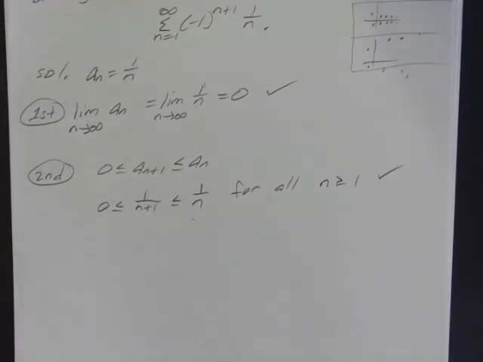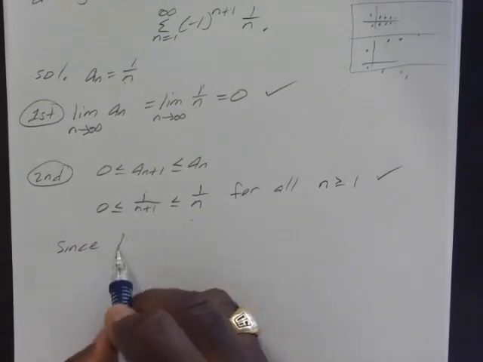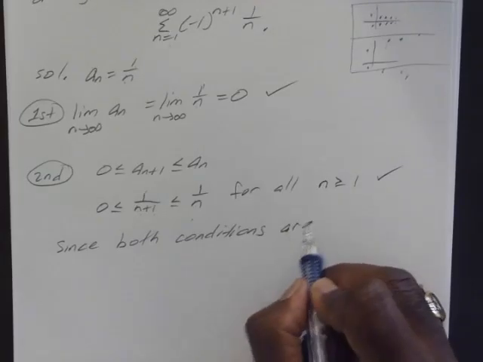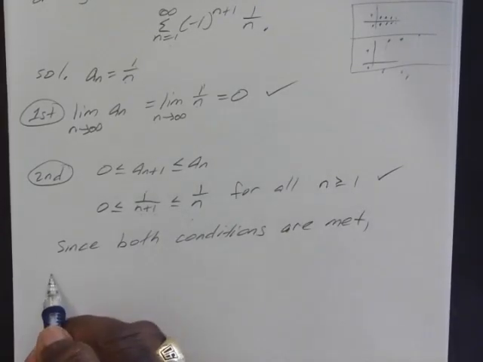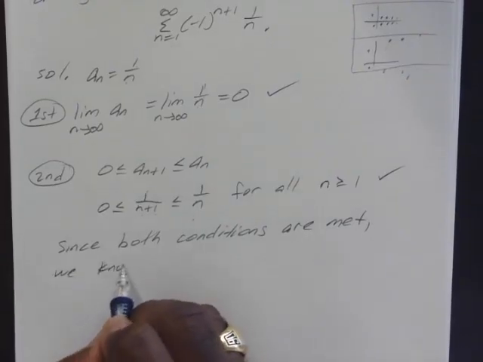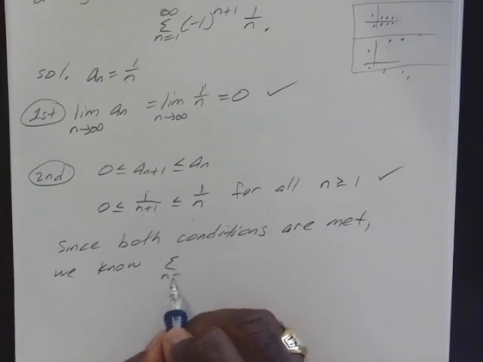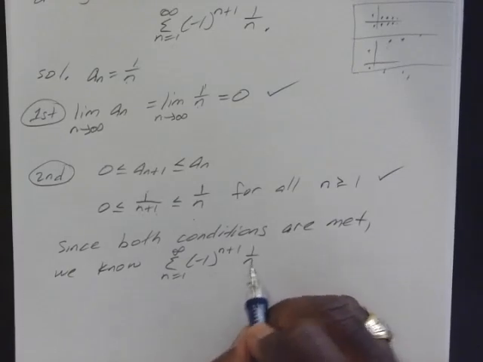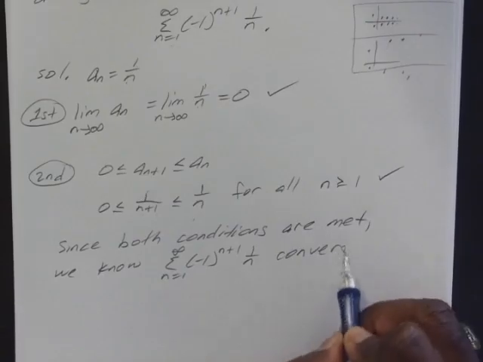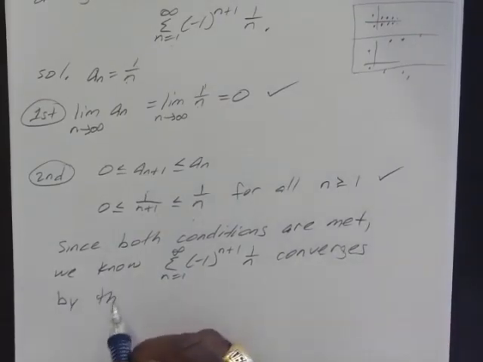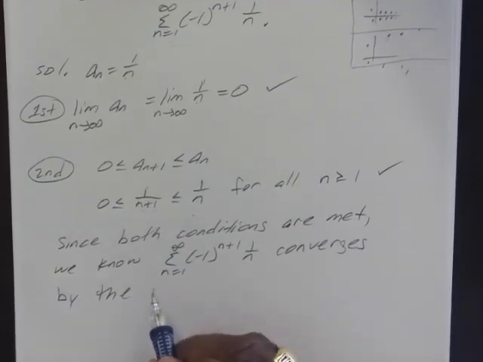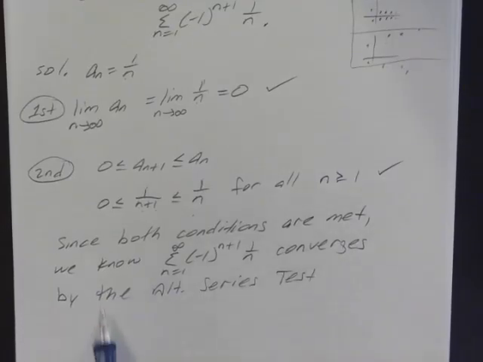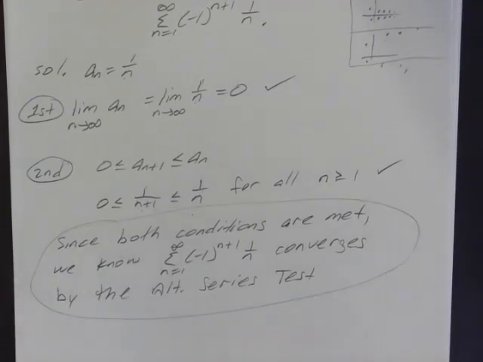Okay, so we know that since both conditions are met, and we know that the sum from n equals 1 to infinity of -1 to the power of n plus 1 of 1 over n converges by the alternating series test. Yeah, I'll just circle the whole thing.